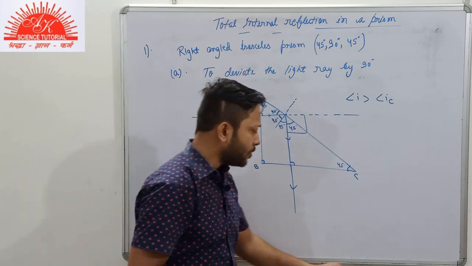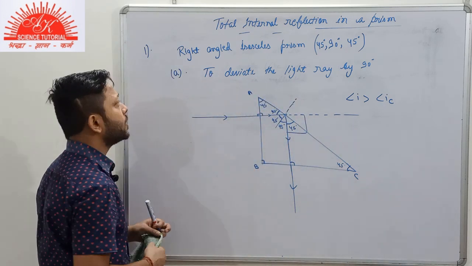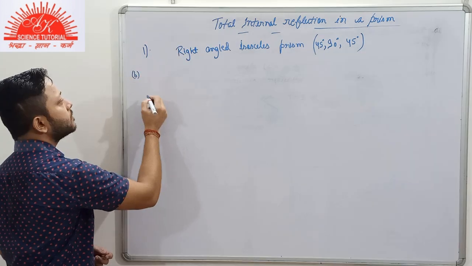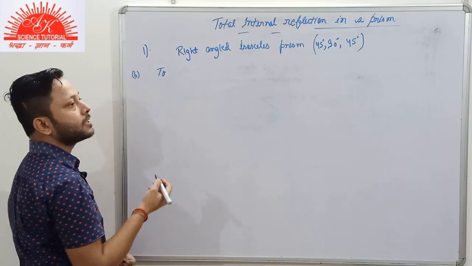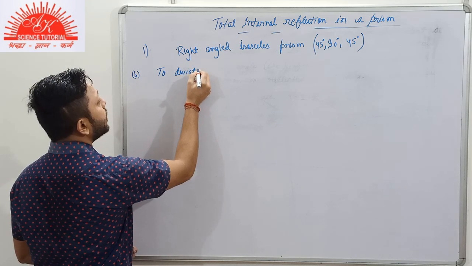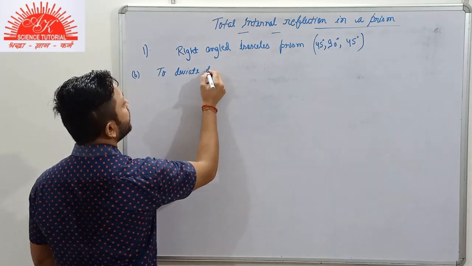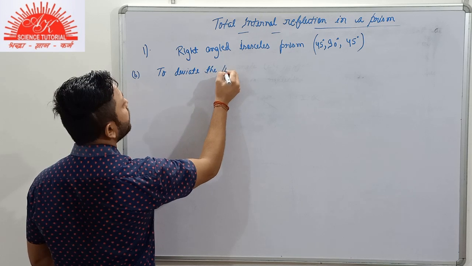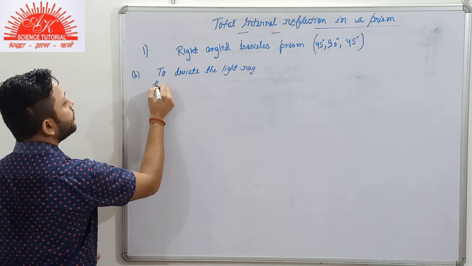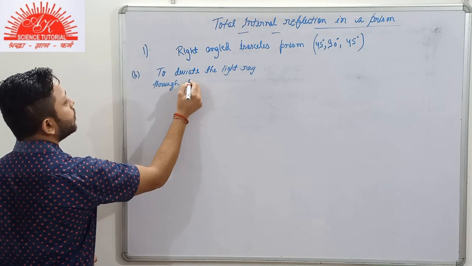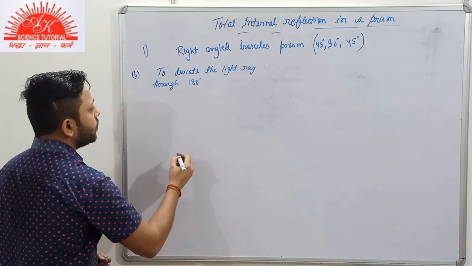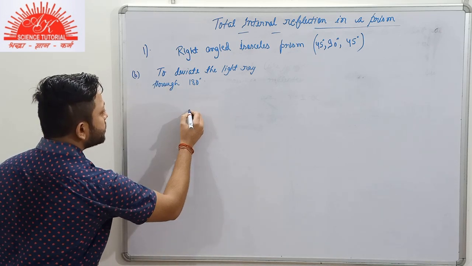Now the second type of case in the same prism will be to deviate the light ray by 180 degrees. Now the next case is about to deviate the light ray through 180 degrees. Now I'll draw the diagram for it also.